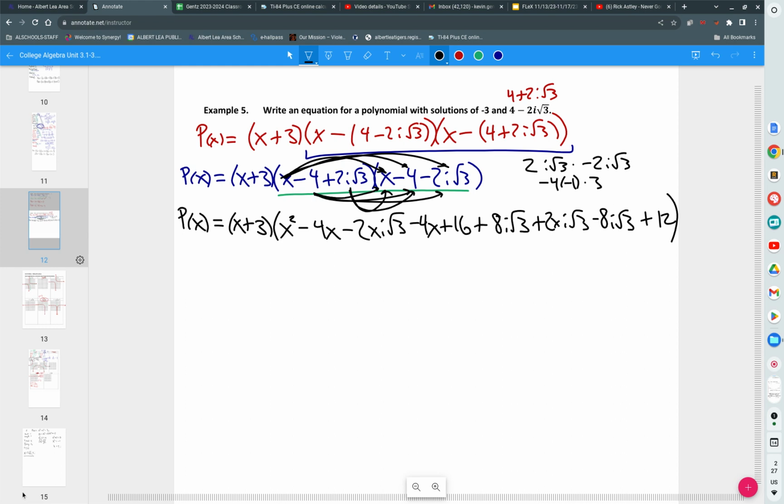What do you notice? Some stuff cancels. Yeah, some stuff cancels. Negative 2xi roots of 3, positive 2xi roots of 3. 8i roots of 3, negative 8i roots of 3. So we have p of x is equal to x minus 3 times, we have an x squared. How many x's do you have? Negative 8 x's. And then 16 and 12 make 28.